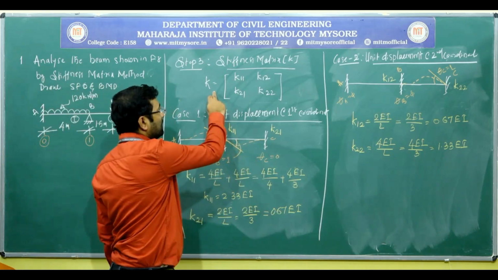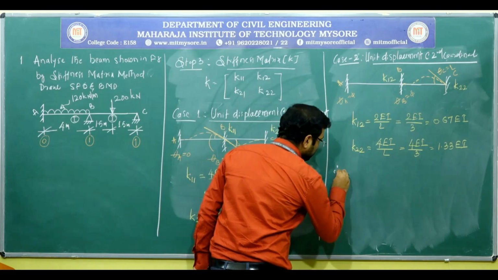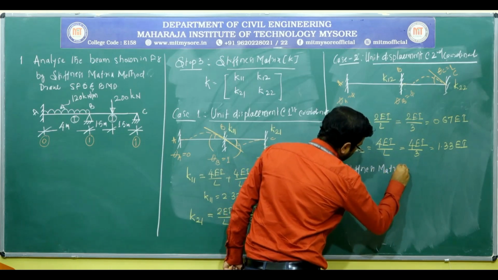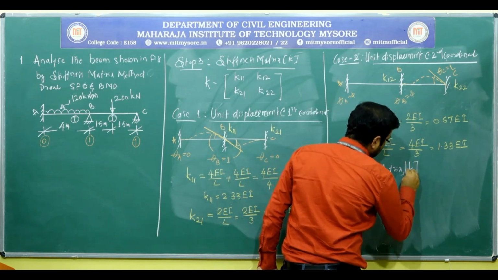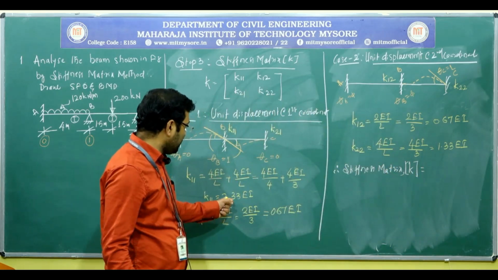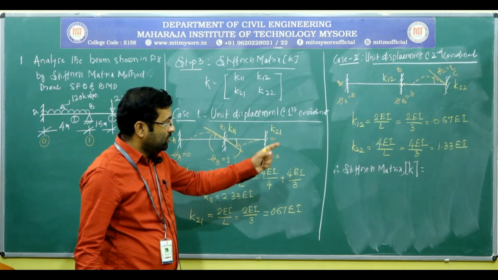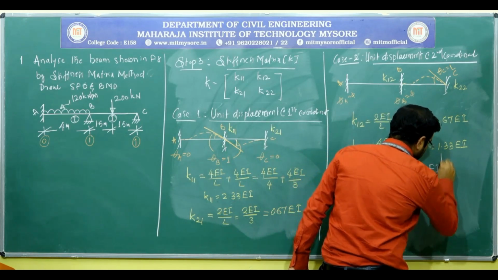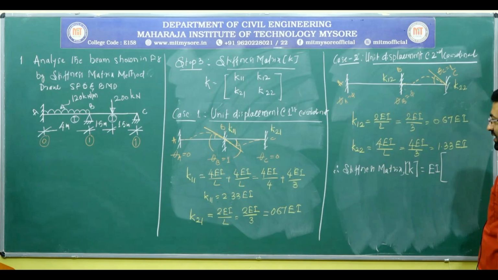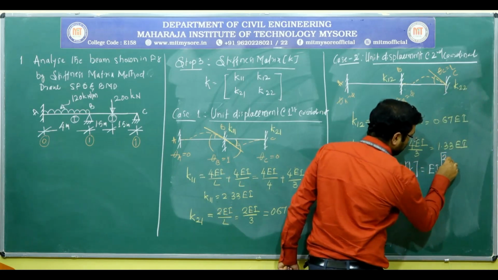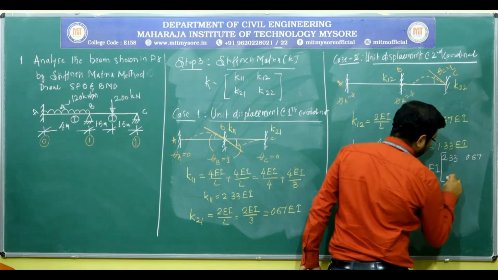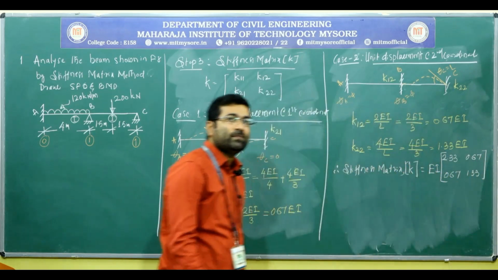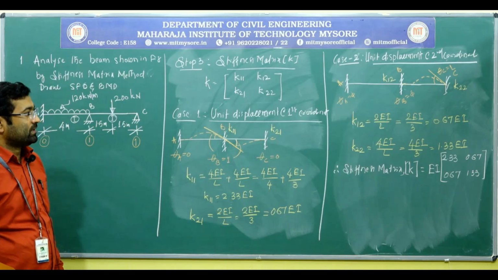So based on this I can write the stiffness matrix. Therefore, the stiffness matrix K is equal to, if you observe all the coefficients K11, K21 and so on, we have EI as the common factor, so I will take EI outside. Then the K matrix will be 2.33, 0.67, 0.67 and 1.33. So this is the stiffness matrix, right.